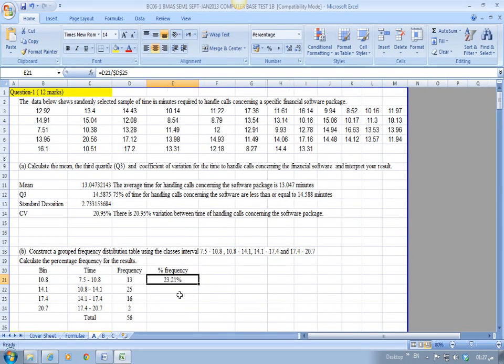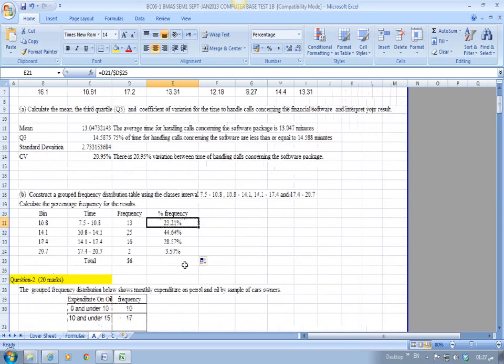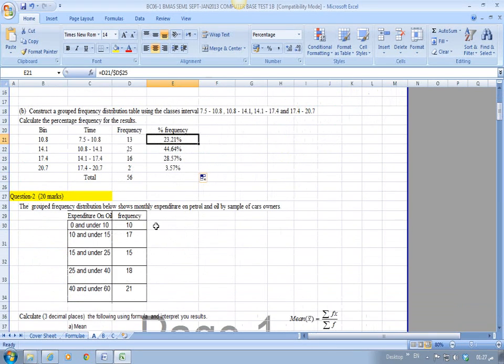So here it is the frequency, then drag it down in order to calculate all of them. Or you can write it one by one, divide the first one by 56, the second one by 56, and then change it to percent. That is the easy way you can also use. So this is how to calculate and how to answer the second question, which is question number B.